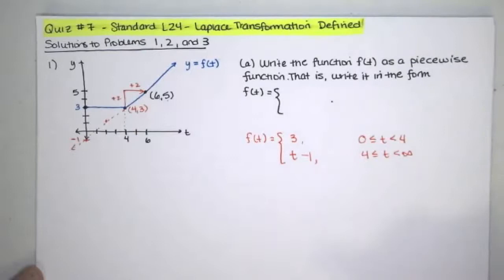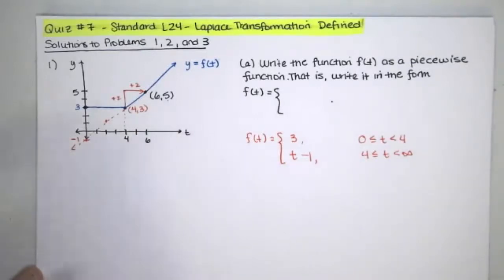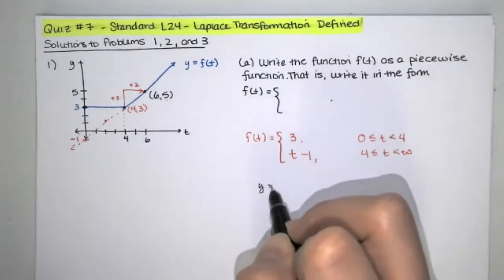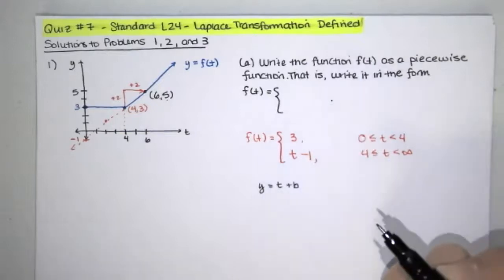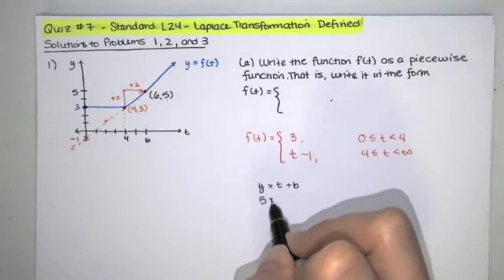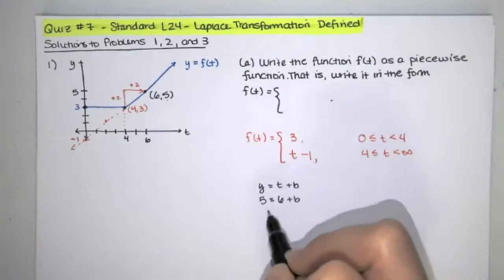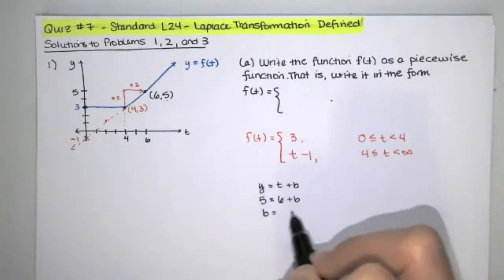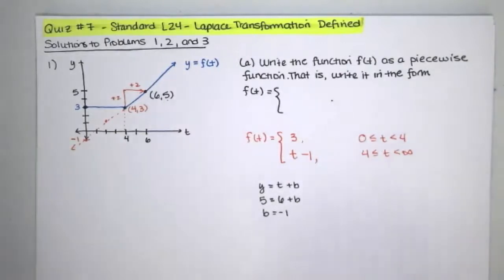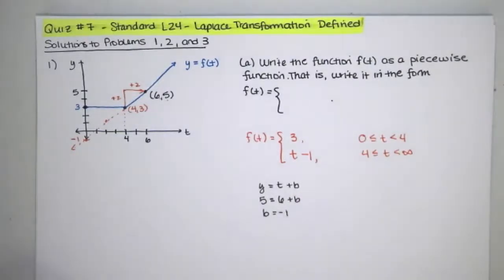So that's one way of doing it. And you could also use the fact that y is equal to t plus b for some unknown b, and when y equals 5, t is equal to 6. So solving this equation for b, we have b must be 5 minus 6, which is -1. So we get that value there. Okay, so that was part A, and there were 2 ways of doing that. Let's look at part B.